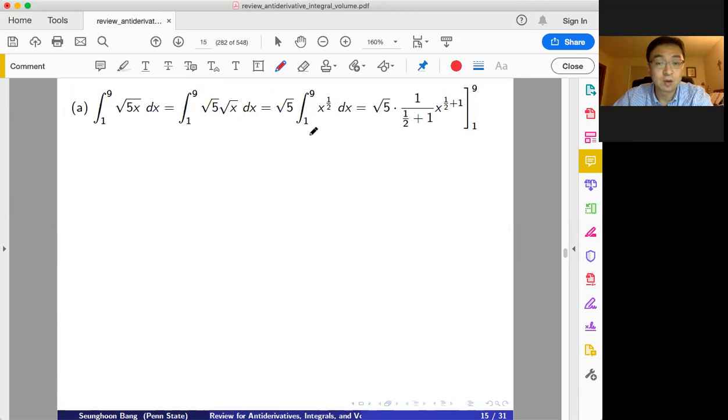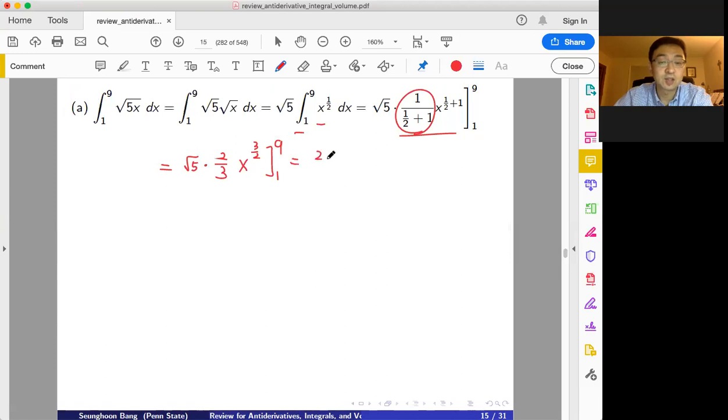So the integral of x to 1/2 is 1 over 2 plus 1, x to the 1 over 2 plus 1. This is the same as this, right? Because here we have root 5 times 1 over 3 over 2. 1 over 3 over 2 is 2/3. We have 2/3 x to the 3 over 2 from 1 to 9.